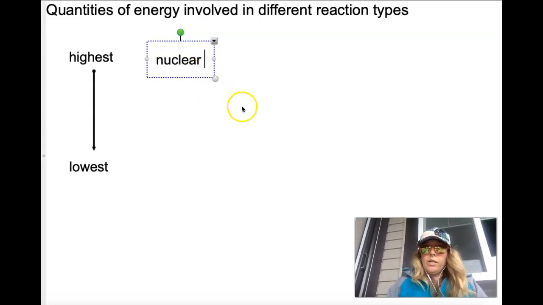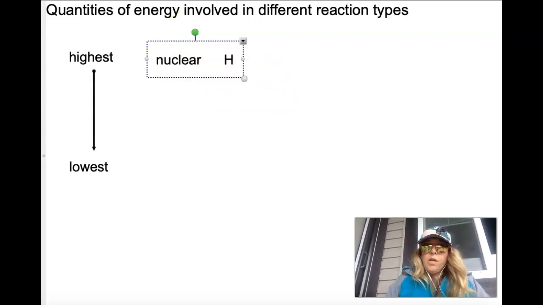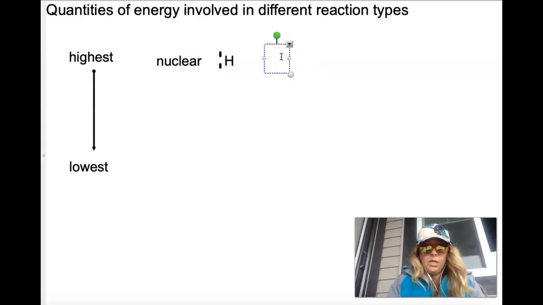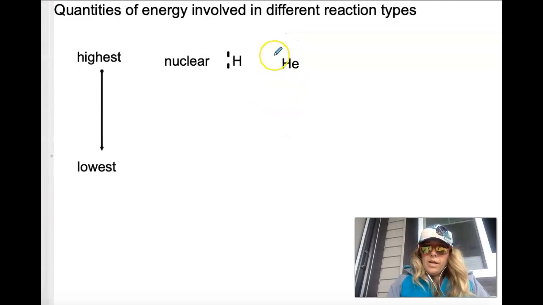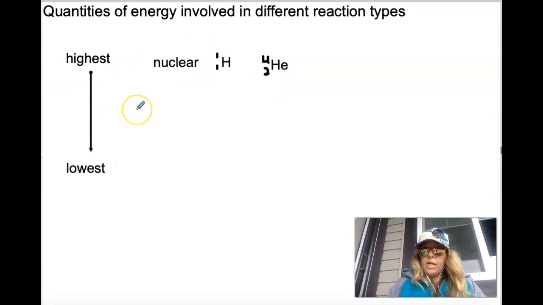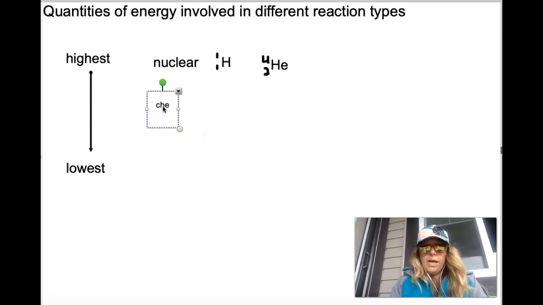Okay, you can generally recognize a nuclear reaction because you'll notice you have symbols. There'll be the hydrogen, but then you'll notice there's numbers in front of it, like a 1 and a 1. Or you could have helium, and that would have a 4 and a 2. So when you see these weird little numbers, that's a nuclear reaction. It always involves the largest quantity of energy. You don't need to be able to calculate it, just recognize that it's always going to be the highest.